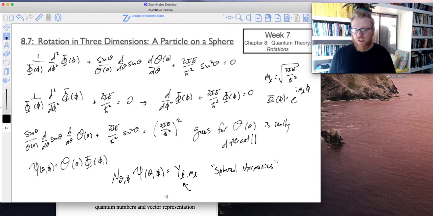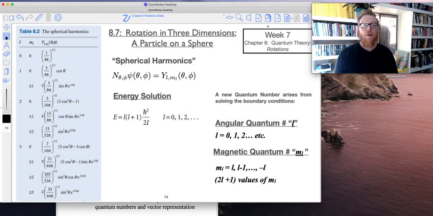So we got a pretty good way through it, applying the separation of variables trick. But effectively what we get, the normalized wave function of theta and phi, becomes this Y_L^{M_L} function, okay? And a new quantum number arises from the boundary conditions. We call it the angular quantum number L, which should be familiar to you. And that takes on values 0, 1, 2, etc.